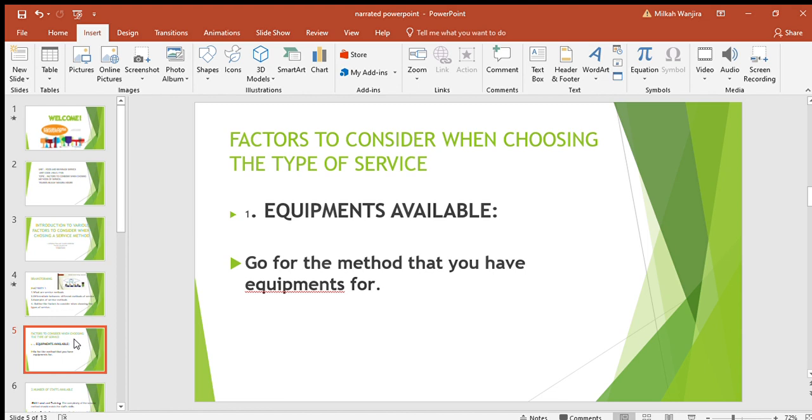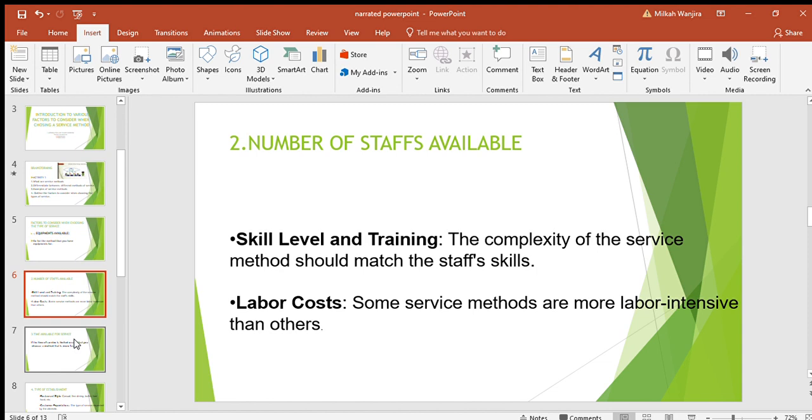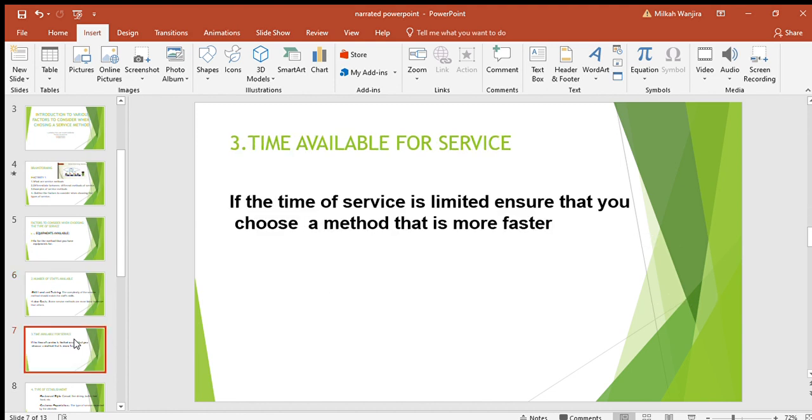Then the next factor is the number of staff available in the establishment, as one of you has just said. So consider the number of staff available. For instance, you can't have 2 or 5 staff, whereas you have got a long queue, and let the staff go for plate service. So you would rather go for a buffet service that would be easier and will give your staff a smooth and efficient workflow. Are we getting it? Yes, we are. Okay, thank you.